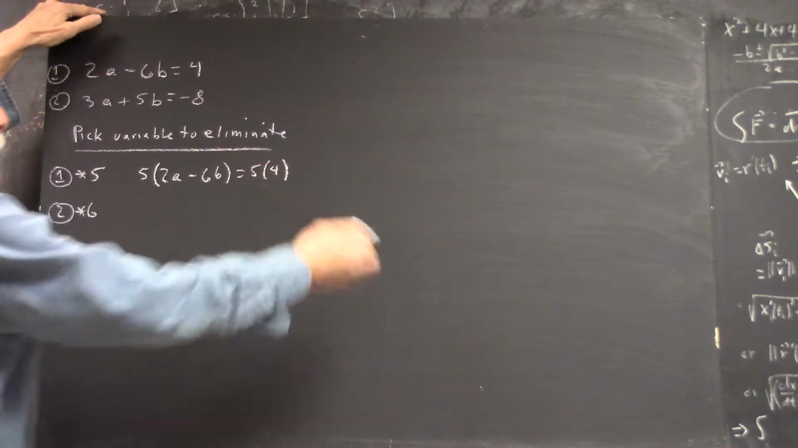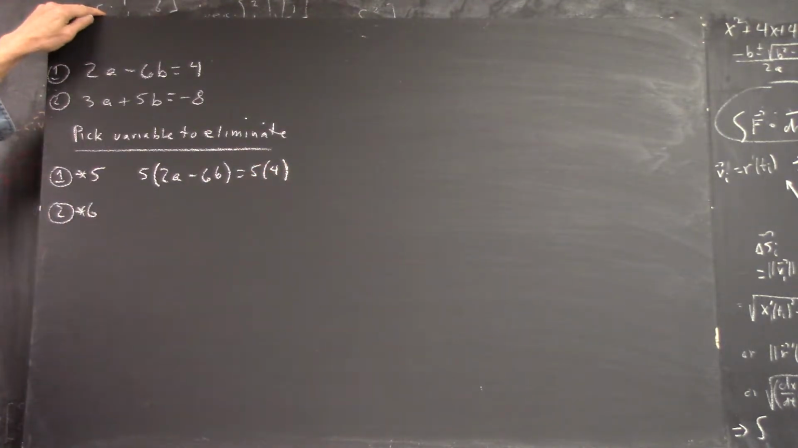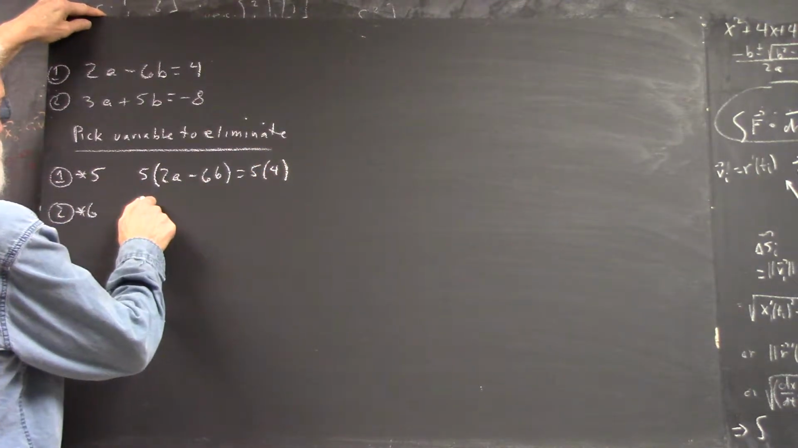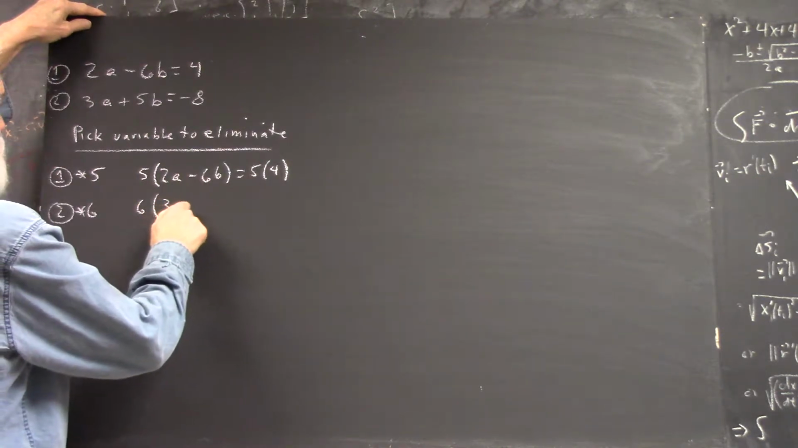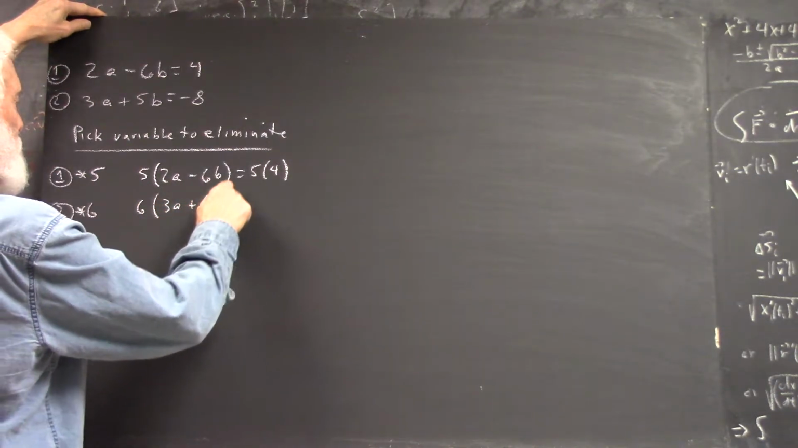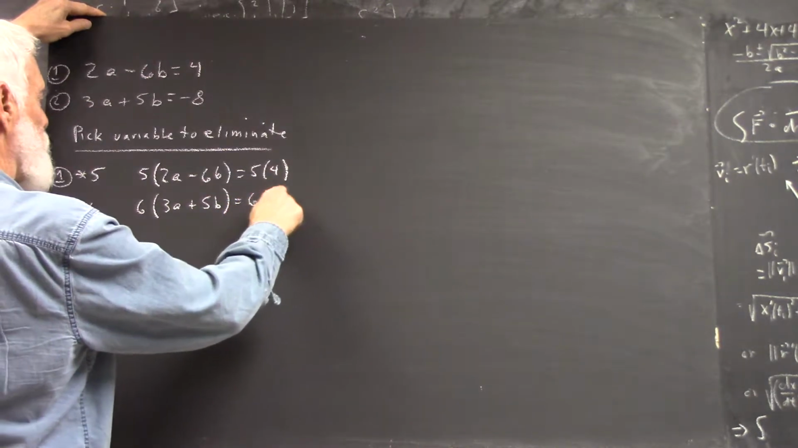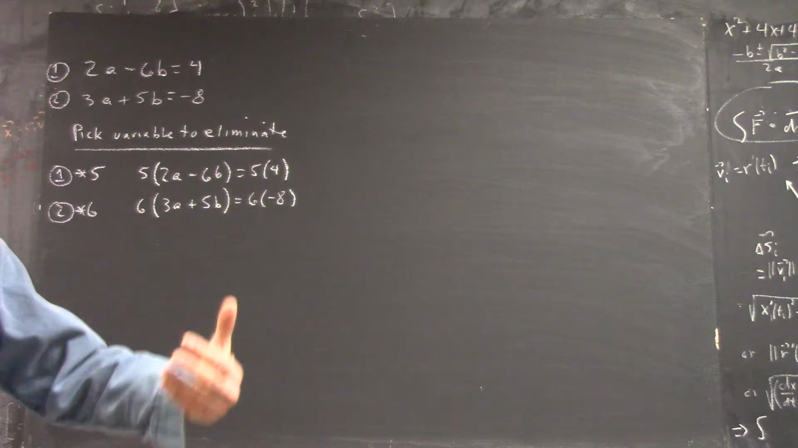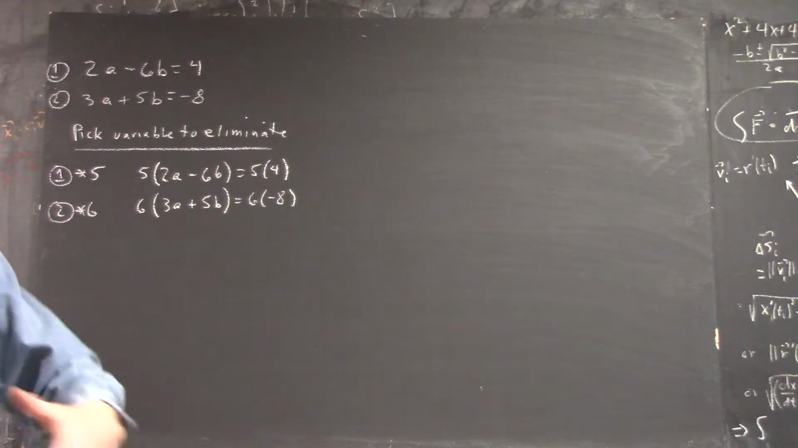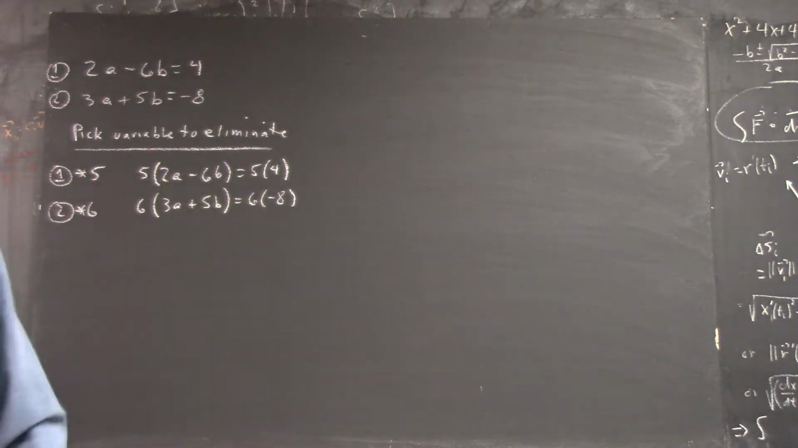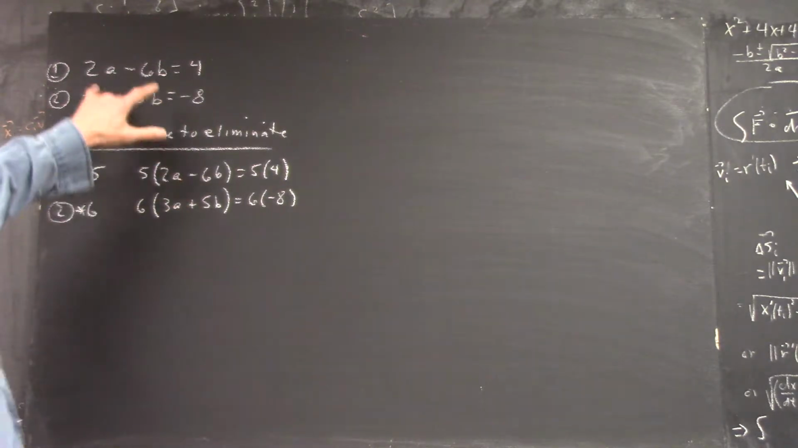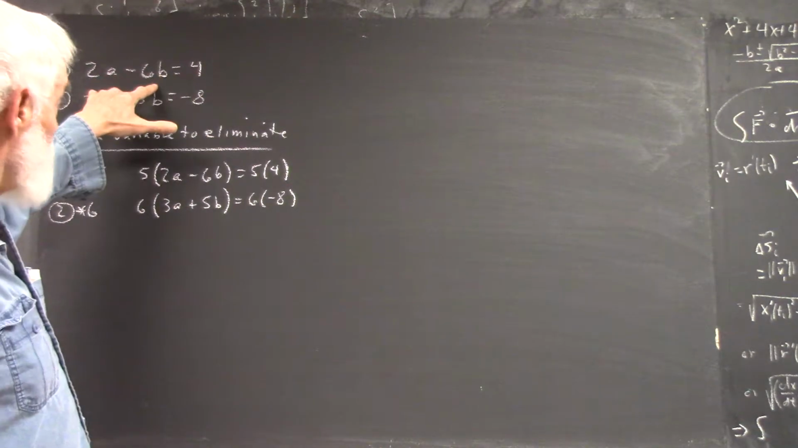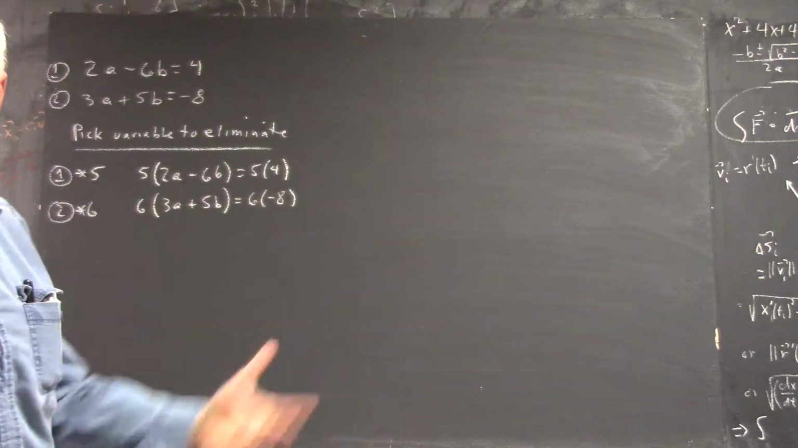So, I multiply the first equation by 5, remembering to multiply both sides by 5, right? And multiply 6 by 3a plus 5b, and make sure I multiply the right-hand side by 6. That's a legal operation. If I multiply both sides of the equation by the same number, if it was equal before, it's going to be equal after. In other words, if this is equal to this, then 5 times this is equal to 5 times this. Has to be.